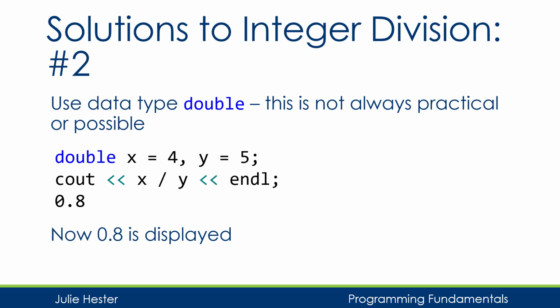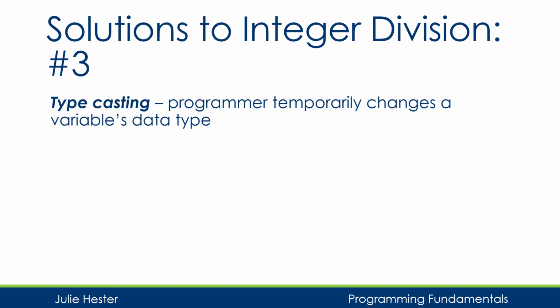And so if I don't have a constant that I can modify, or I can't modify my data type, then I have to use the third option. And this third option is going to be typecasting. And this is where I am going to explicitly change a variable's data type while my program's running by using typecasting.